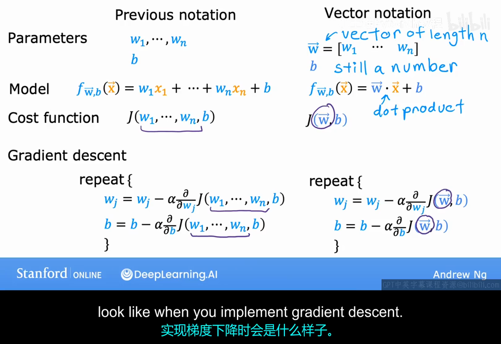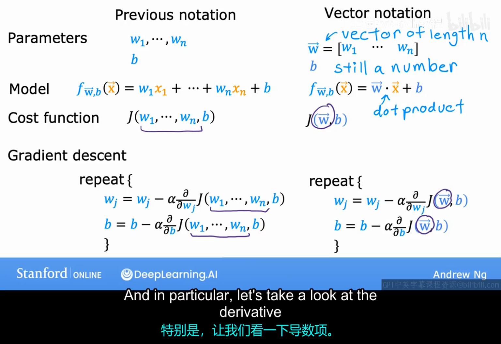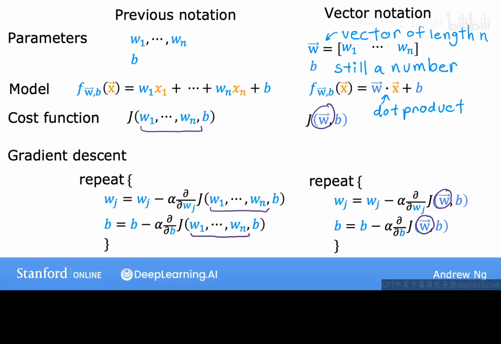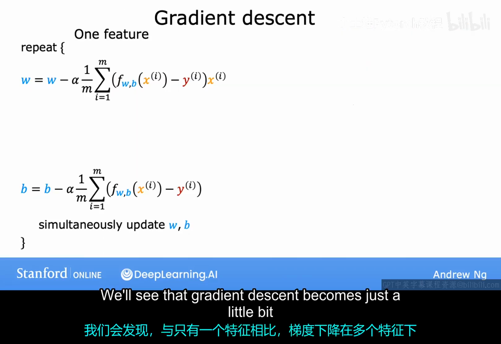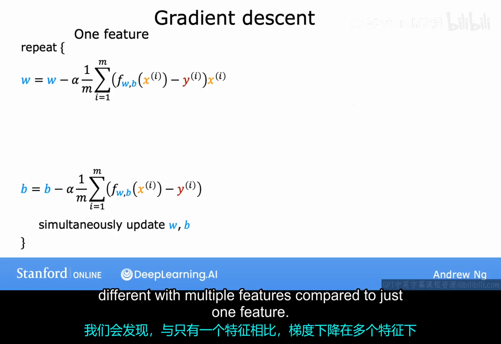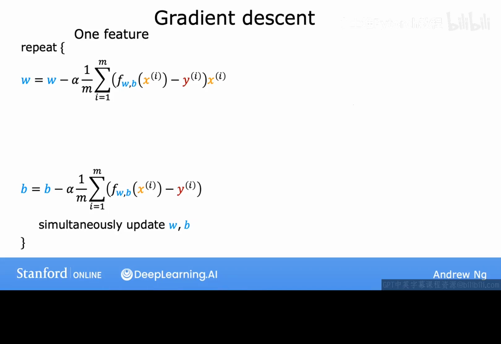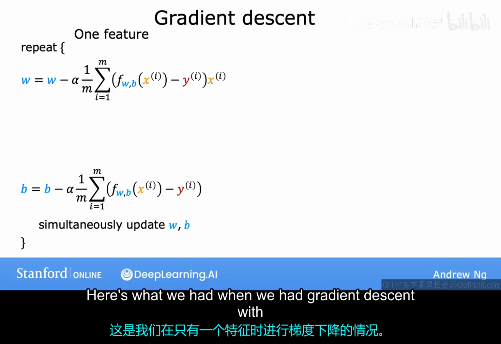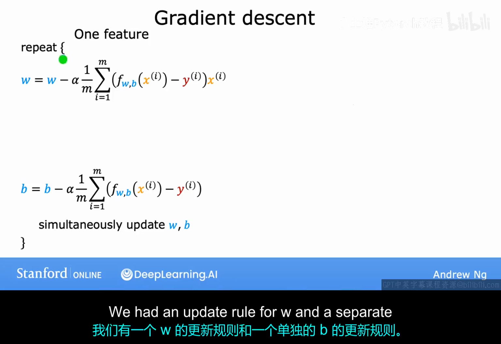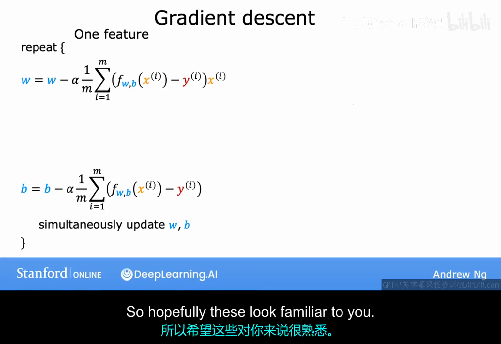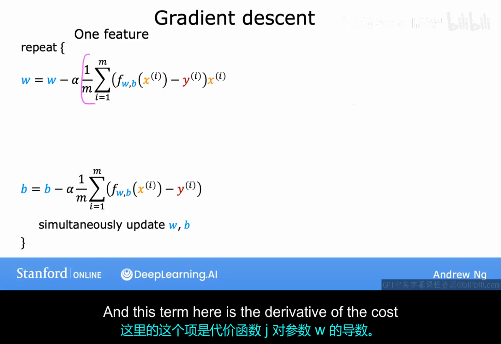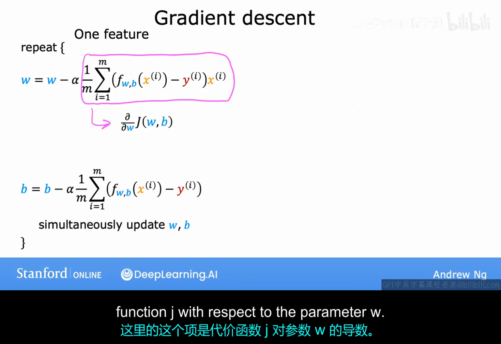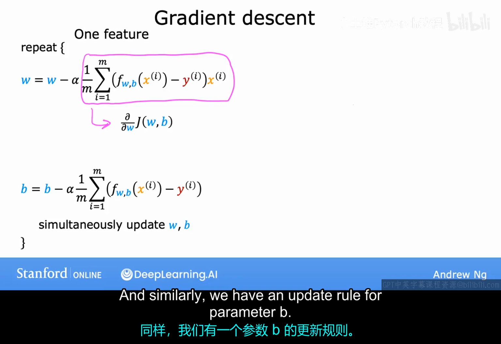Let's see what this will look like when you implement gradient descent. And in particular, let's take a look at the derivative term. We'll see that gradient descent becomes just a little bit different with multiple features compared to just one feature. Here's what we had when we had gradient descent with one feature. We had an update rule for w and a separate update rule for b. So hopefully these look familiar to you. And this term here is the derivative of the cost function J with respect to the parameter w. And similarly, we have an update rule for parameter b.